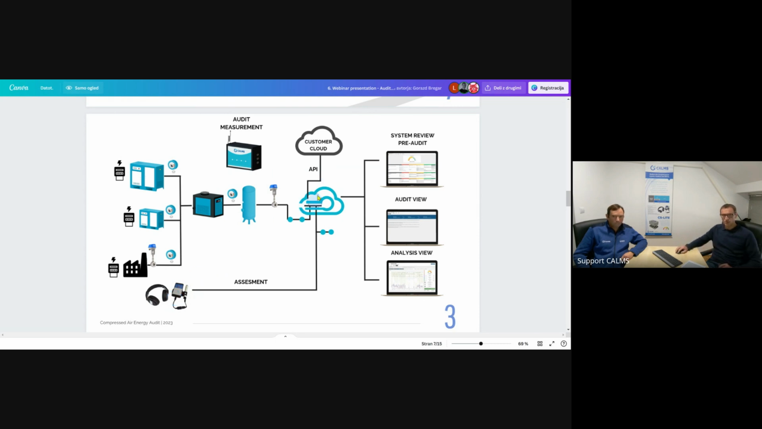All the data will be stored on the cloud servers, which are Amazon Web Servers, and accessible to us in 3 different views. The first one is the system review, which we will do today to collect all the necessary data.